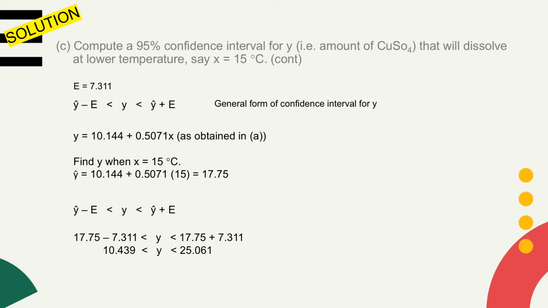So knowing the values of Y equal to 17.75 and E equal to 7.311, we substitute into the confidence interval for Y. So at the end, we will get the confidence interval for Y that is between 10.439 and 25.061. So that answers the third question of this problem.